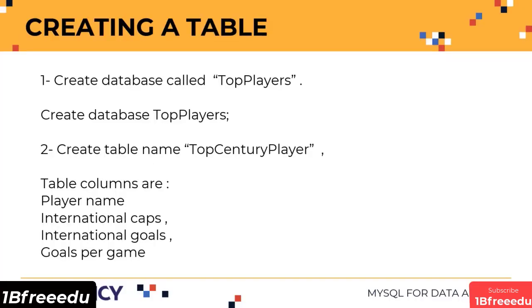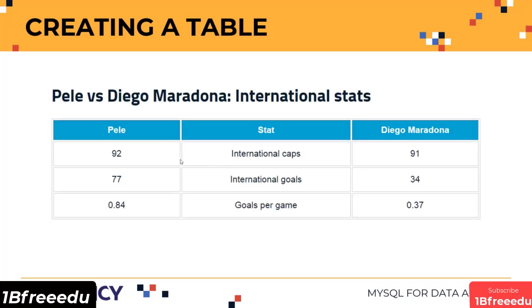Create a database and how to create a database table. The database that we will create will be called Top Players. And we will create a table called Top Century Player. In the table, we will have columns such as player name, international caps, international goals, and goals per game. Now, where are we going to get all this data from? We're going to use this table right here, which compares both Pelé with Maradona. So, what do you say we get started?